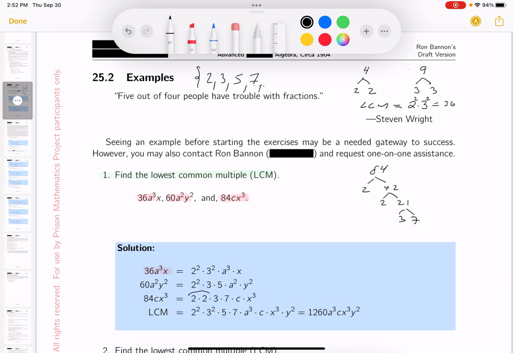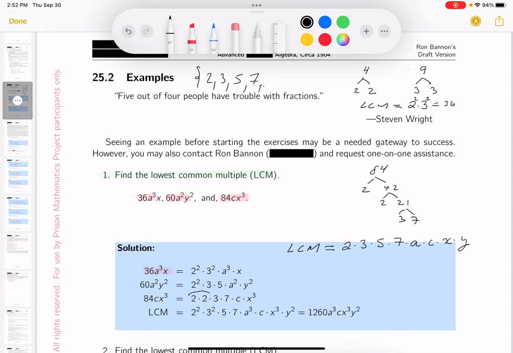So the way I would write this down, I write LCM must contain those factors. I definitely see a 2. I definitely see a 3. I definitely see a 5. I definitely see a 7. Certainly I like to go in alphabetical order. I'm seeing A. I'm seeing a C. I'm seeing an X. And I'm seeing a Y.